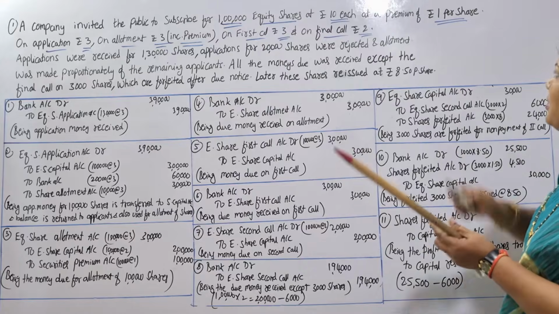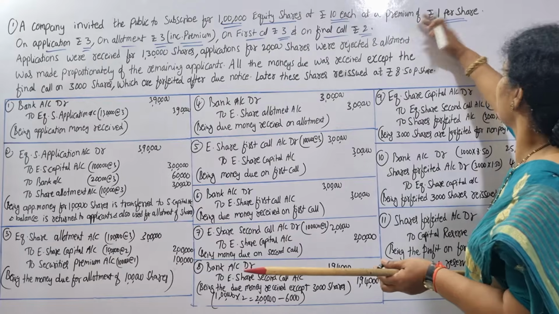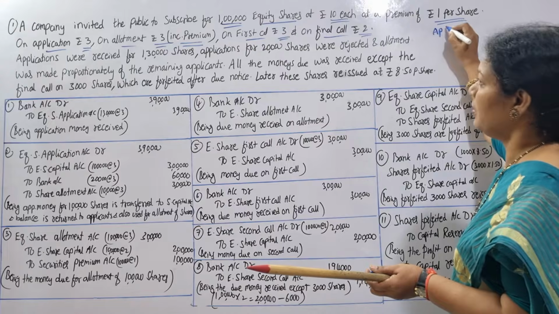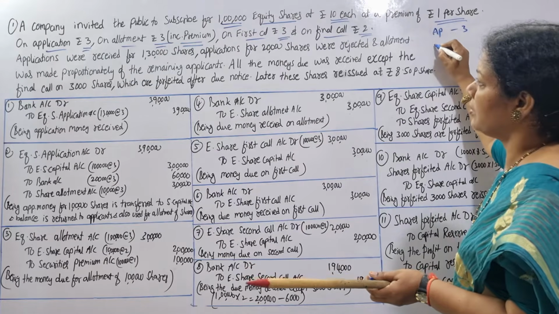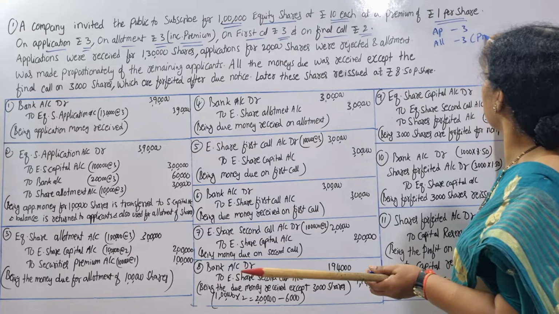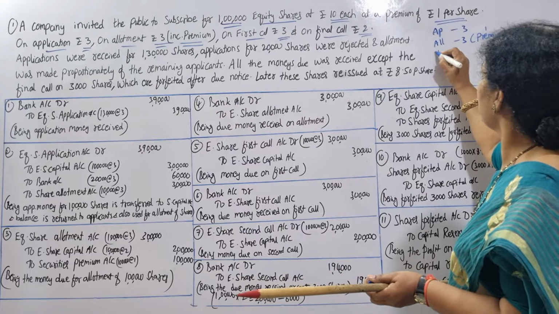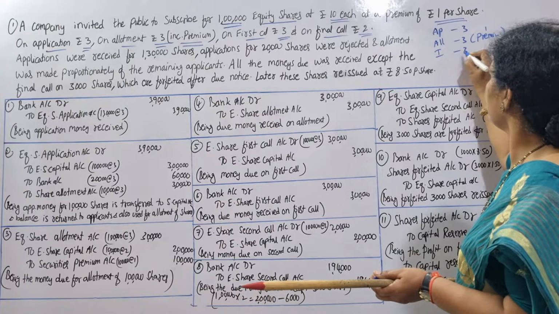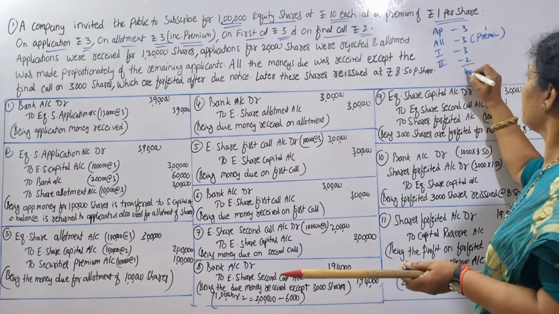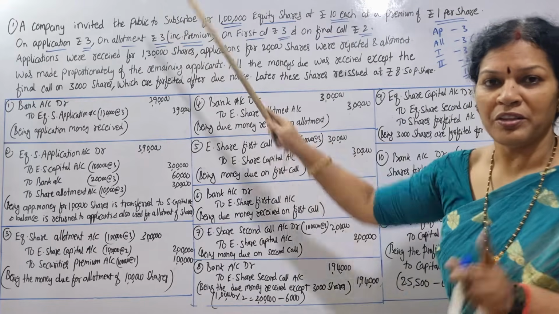Shall we write it here? It will be easy for us. Application, I'll use a blue marker. Application, 3 rupees. Allotment, 3 rupees. Here, premium is included. Premium how much? 1 rupee. And first call, 3 rupees. Second or final call is 2 rupees. So altogether it is 11 rupees: 10 rupees plus 1 rupee premium extra. So up to here the first lines you understood.